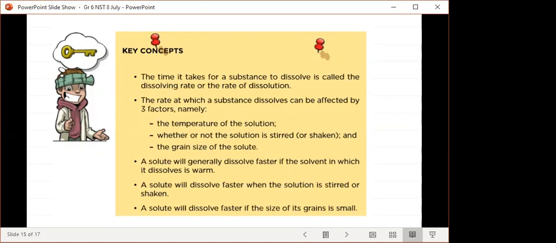Then, a solute will generally dissolve faster if the solvent in which it dissolves is warm. So here we have a change in temperature. Okay, so this part refers to a change in temperature. And then the second last bullet says a solute will dissolve faster when the solution is stirred or shaken. And the last point reads, a solute will dissolve faster if the size of its grains is small.